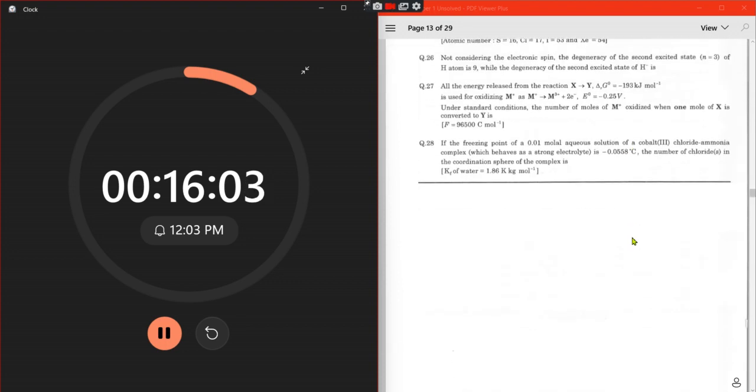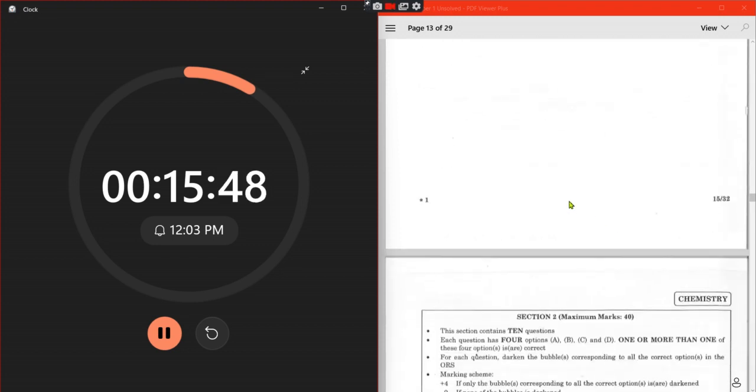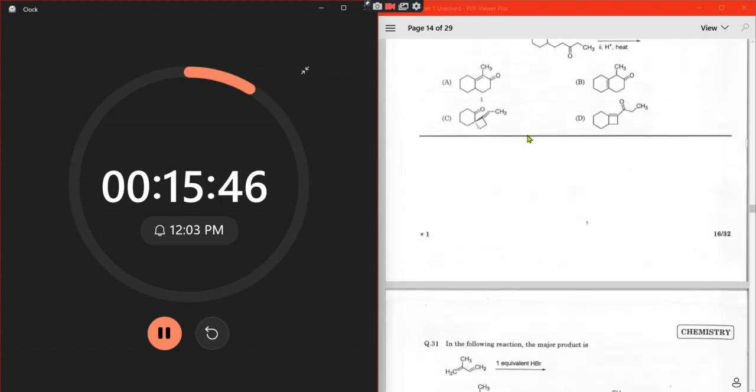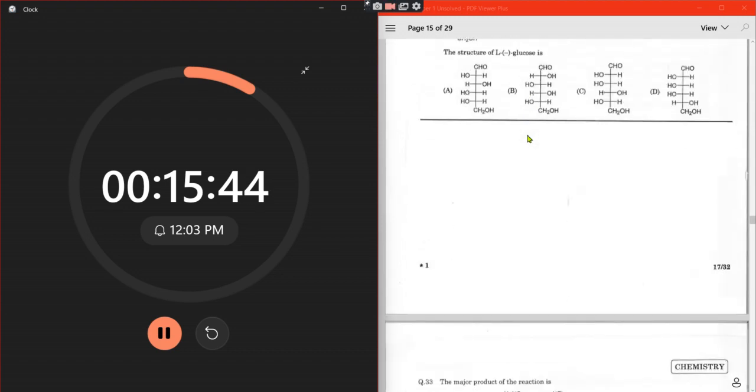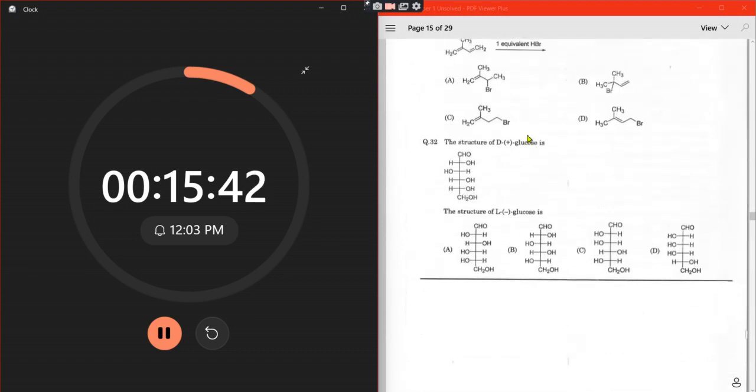Okay, all the energy released from the reactions is used for oxidizing M plus, as M plus gives M3 plus, 2 electrons. Under standard conditions, number of moles of M plus oxidized when... these are all such problematic ones. Seriously, what is all of this? Hey, what is this thing?